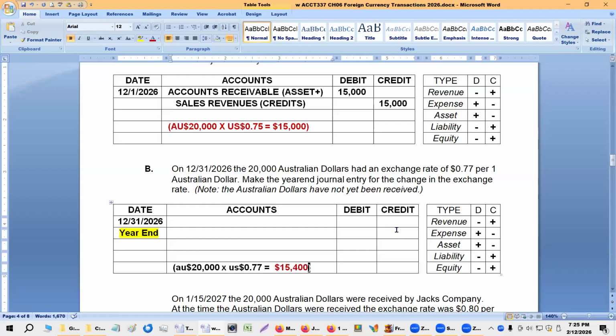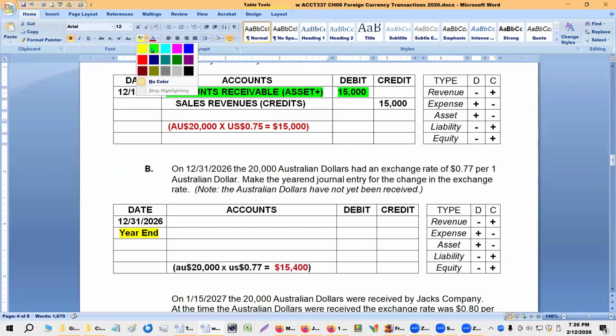Would it be accounts receivable 15,400, transaction gain 400, sales revenue 15,000? Very close. We've already recorded that, so we're only going to record the difference. But what you said is actually what it's going to end up being. We already have accounts receivable in the books for 15,000. We need to get it up to 15,400. So how much additional are we going to add to this?